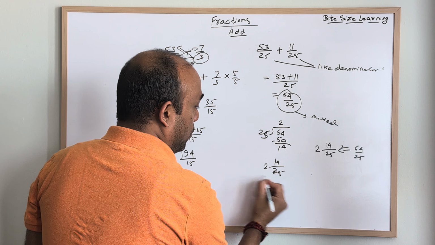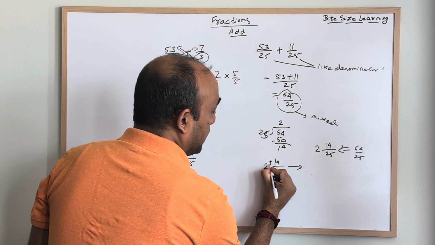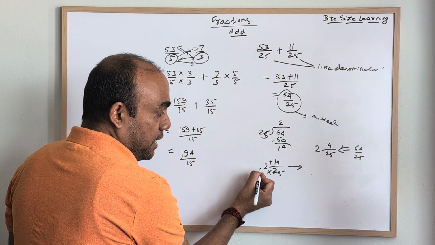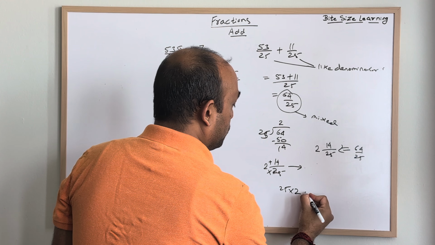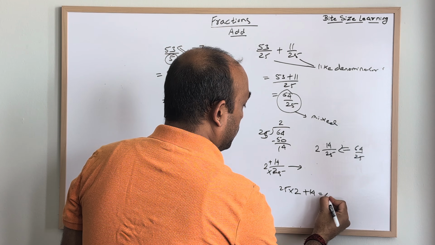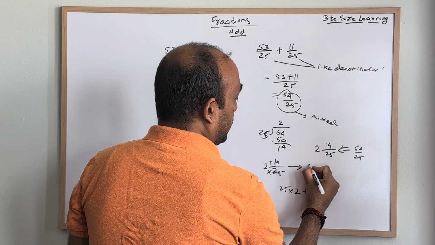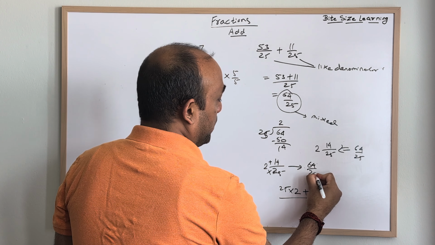When you want to convert this again into an improper fraction, you have to do a multiplication here and addition here, meaning you have to do 25 times 2 and then add 14 to that. So 25 times 2 plus 14 is equal to 64. If you want to convert a mixed fraction into an improper fraction, this is the way you need to do it, and the answer is 64 by 25.